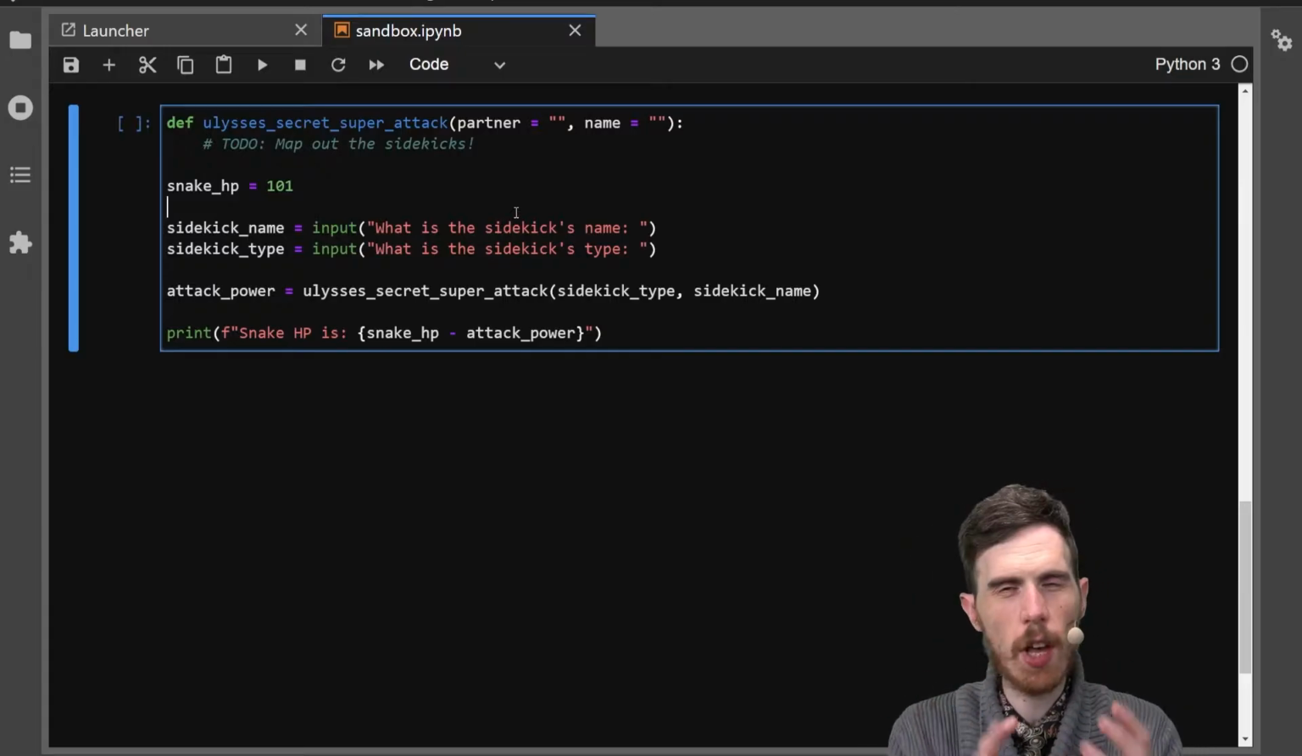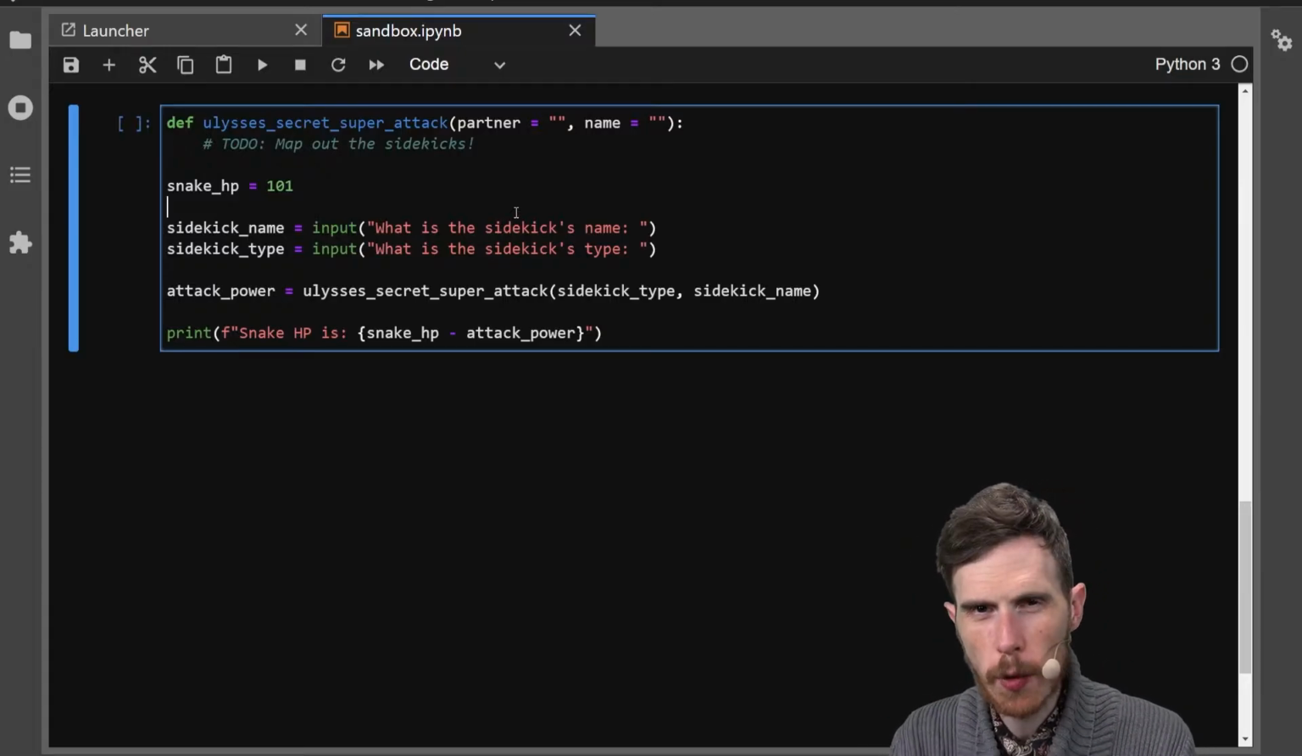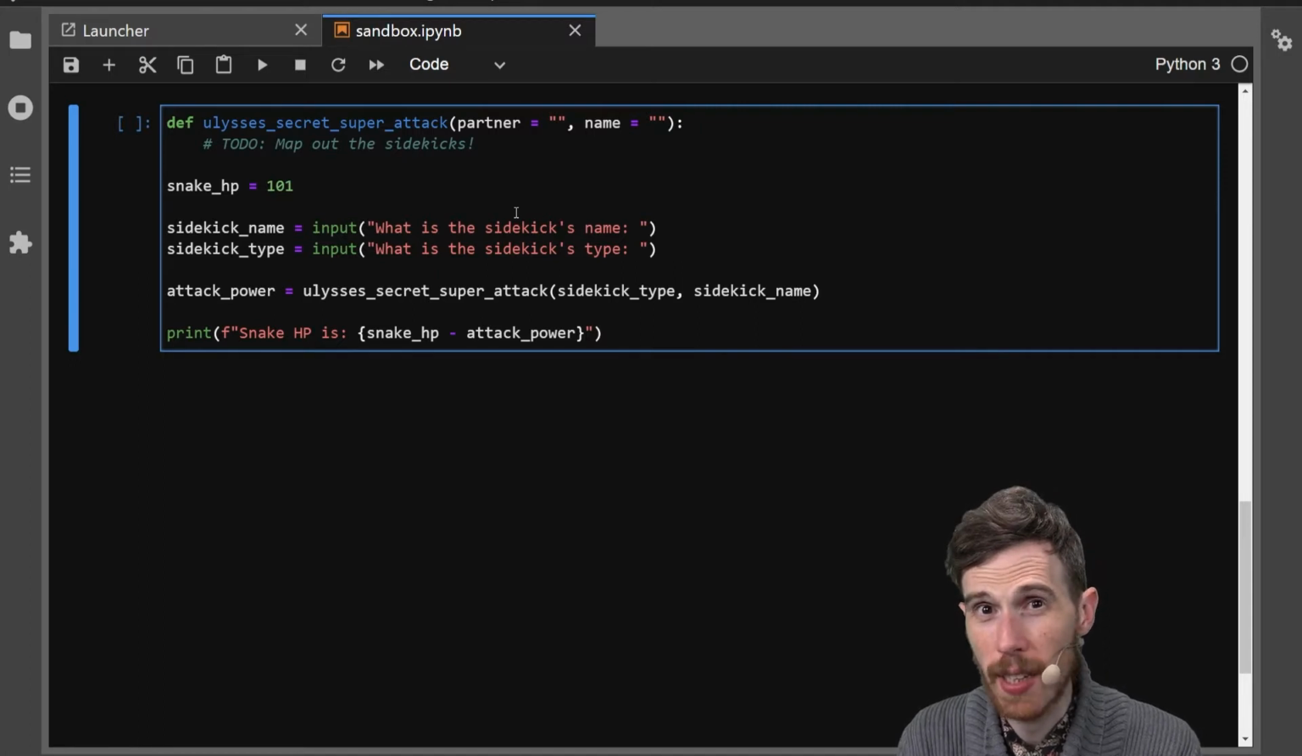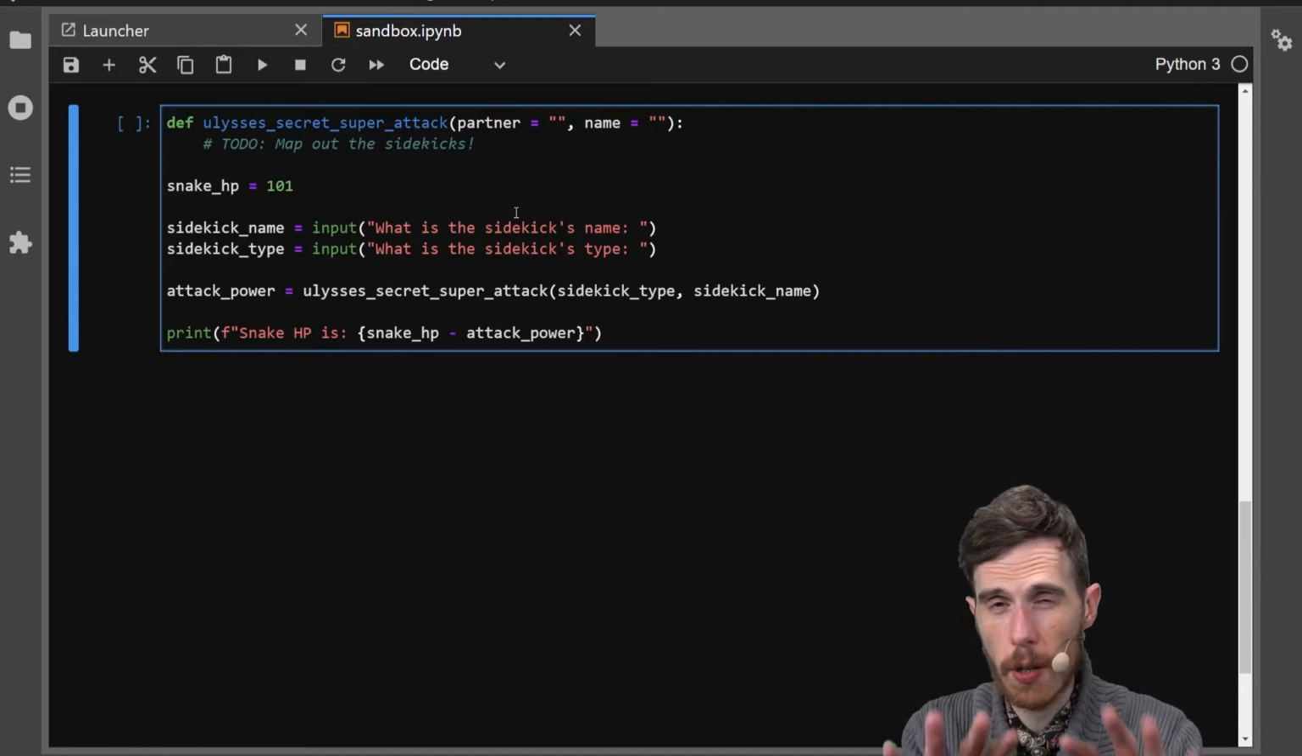All right, so the snake has 101 HP. There are two things we're asking for, the name and type of the sidekick, and then we're going to send those to Ulysses' secret super attack to see how much the attack is worth, and hopefully it's enough to finally defeat the snakes.